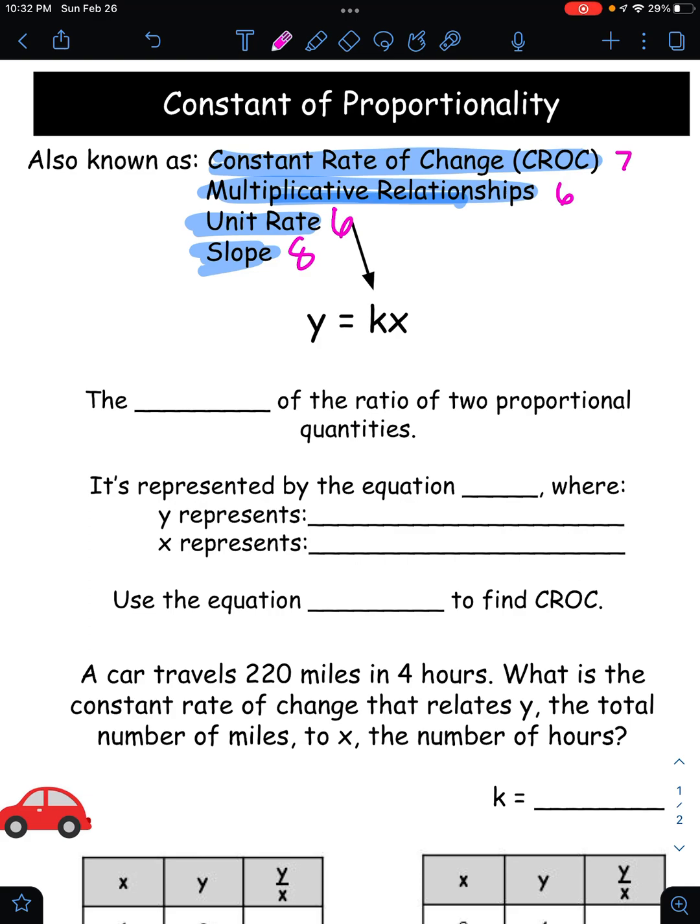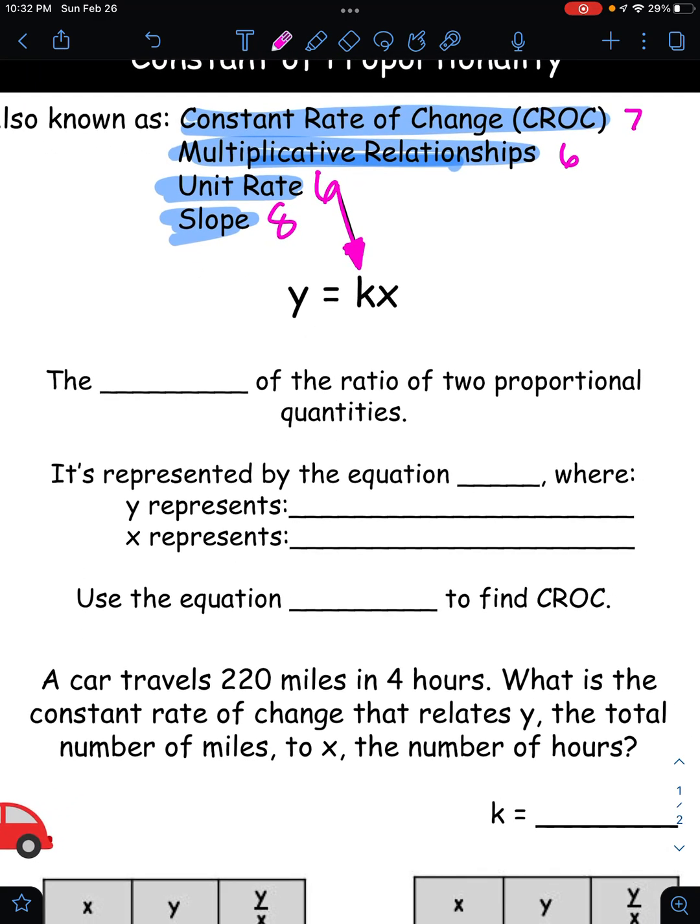So we've talked about multiplicative relationships and how the equation is y equals kx. Constant of proportionality and constant rate of change is the same exact thing, just a different word. These are all synonyms, okay? So this arrow is pointing here at the k. That is what represents the constant rate of change and constant of proportionality. So the value of the ratio of two proportional quantities. So they have to be proportional, right? So it must go through the origin because it is a multiplicative relationship.